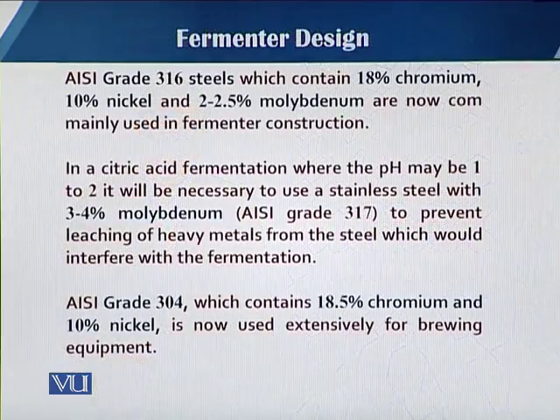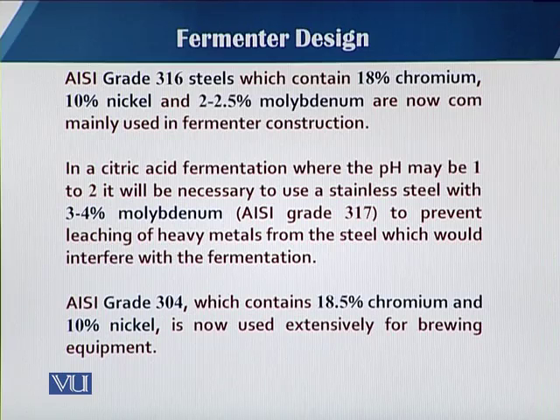So here you can see that, according to the American Institute of Stainless Steel, grade 316 contains 18% chromium and 10% nickel, and then 2 to 2.5% molybdenum.